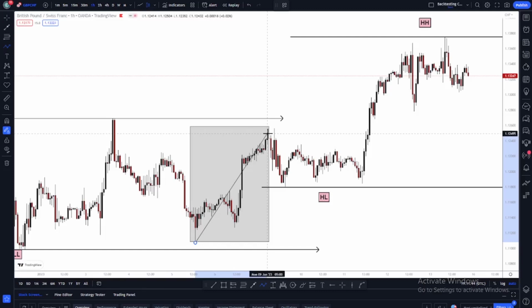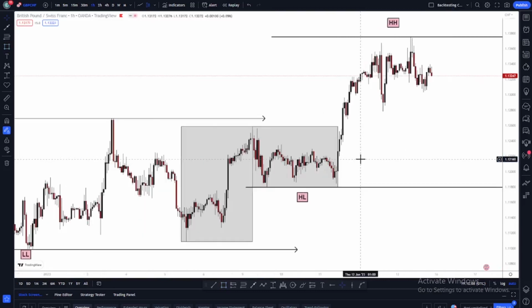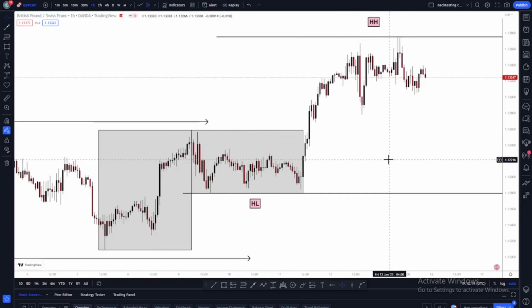So after price made this bullish rally, what did it do next? Some of y'all gonna say it consolidated. Price started to consolidate. What did I say price did? It started to consolidate. When we say consolidate, it means price started to trend sideways.